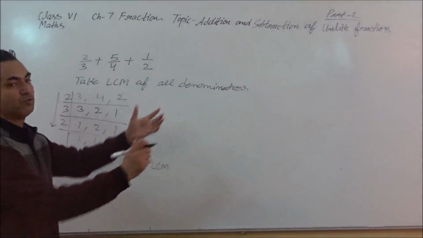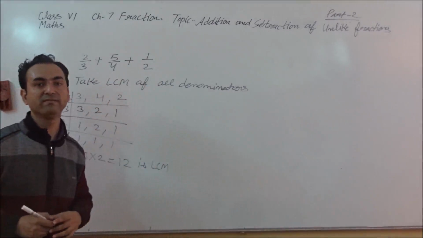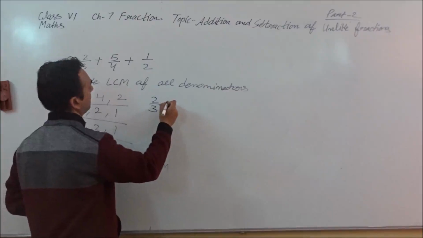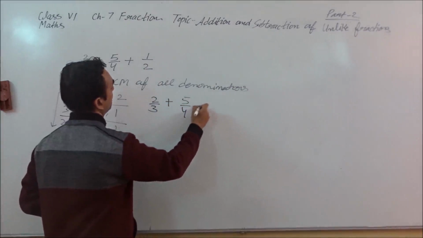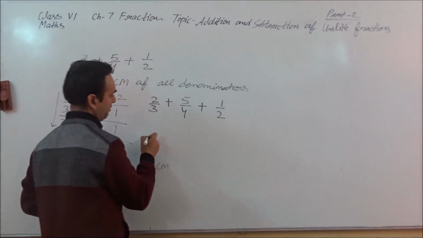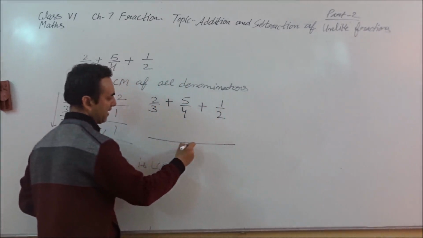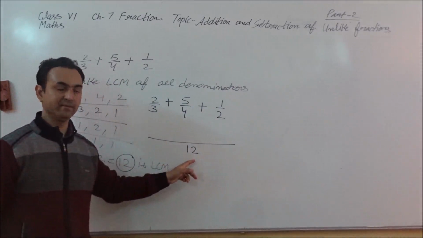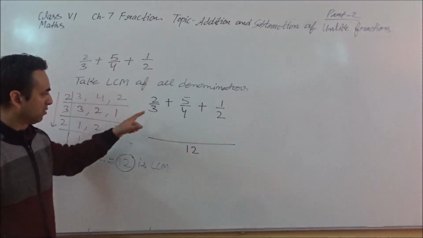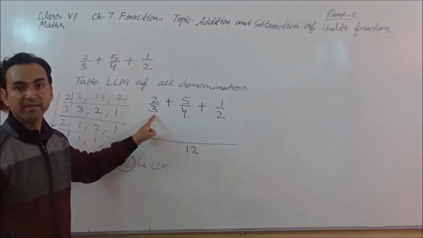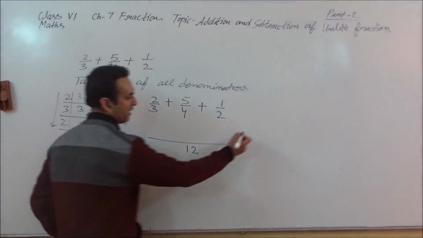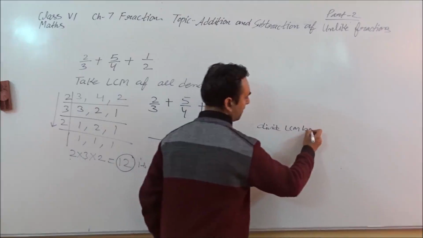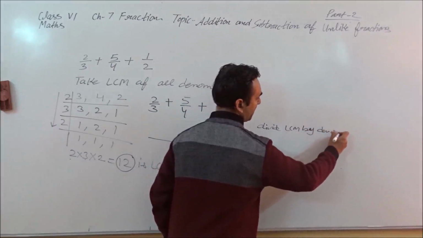So now let us see how to use this LCM to find the addition of these fractions. We write again 2 upon 3 plus 5 upon 4 plus 1 upon 2. We leave some space here and we write the LCM here, whatever LCM you got, we write here, right, like this. Now divide the LCM by the denominator. I am writing here, divide LCM by denominator.